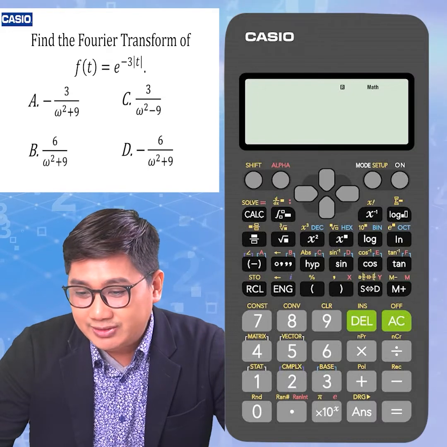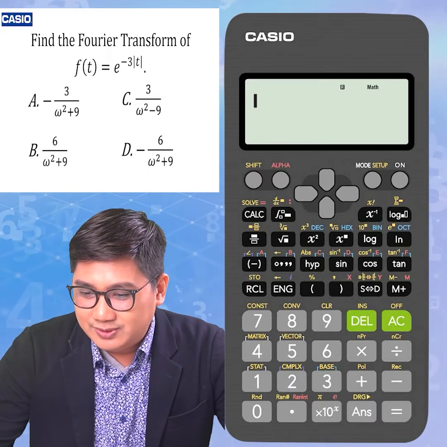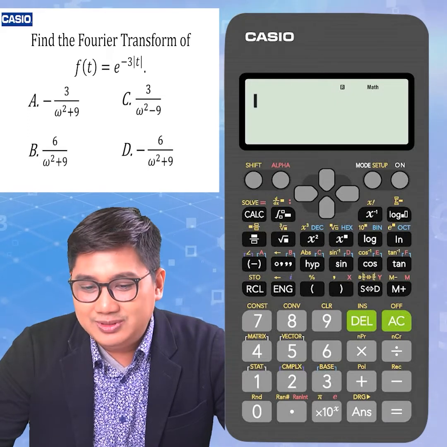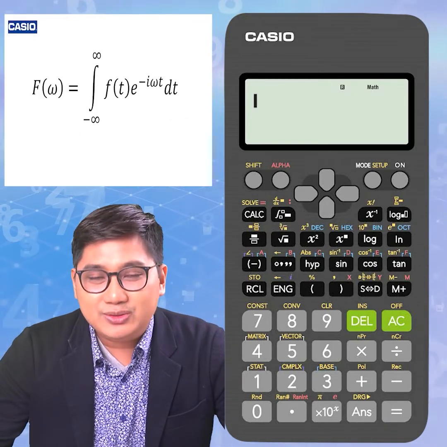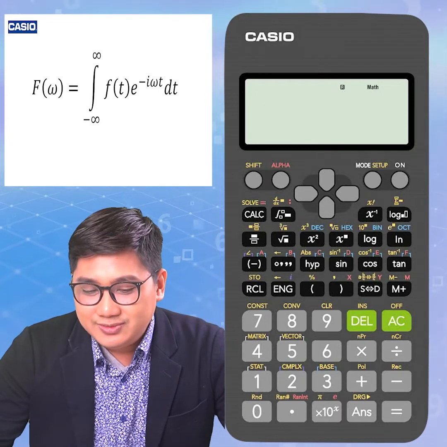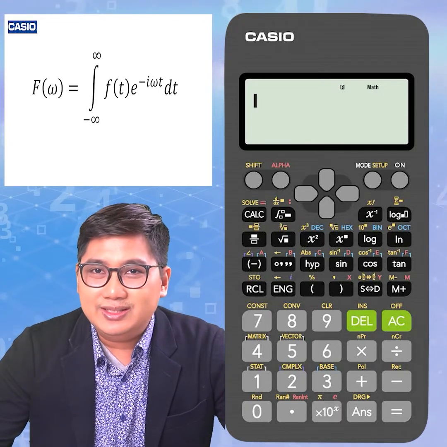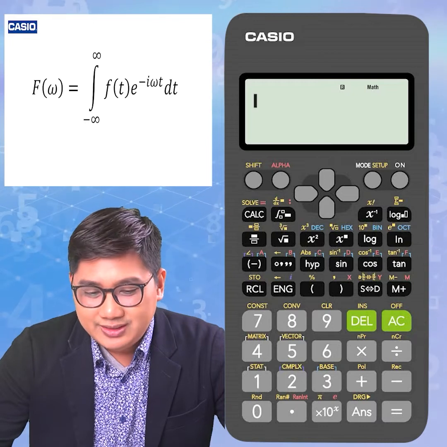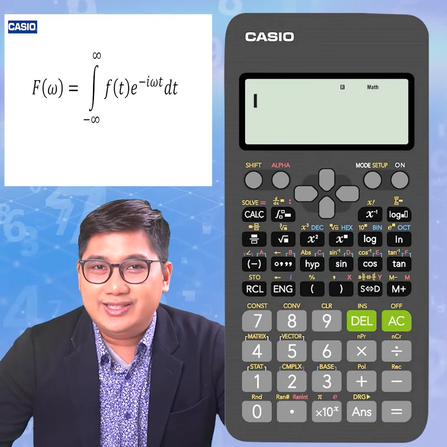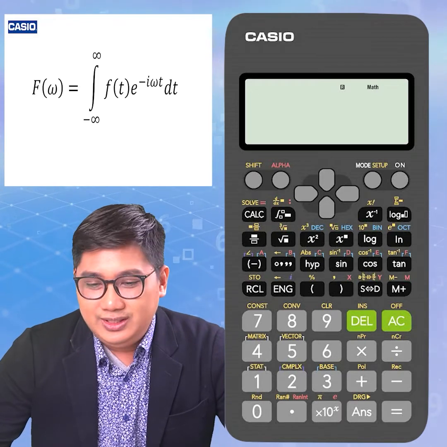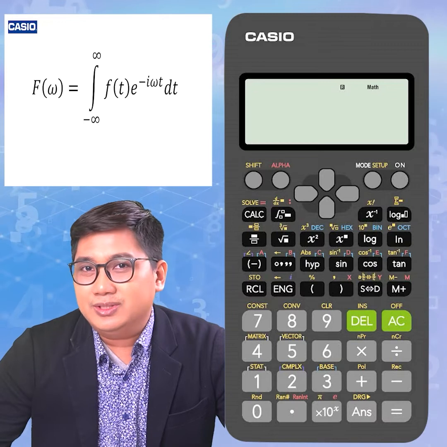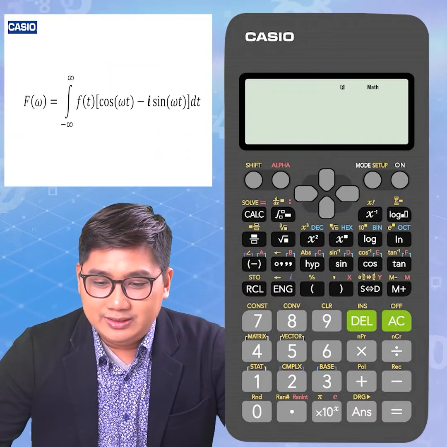If you already know the direct transformation of this given function, the exponential function e to the negative 3t, you can simply solve this easily. But allow me to teach you about this calculator technique. The kernel function e raised to negative i omega t cannot be integrated using the calculator due to the presence of the imaginary number. So to address this, we need the definition of e in terms of complex numbers. Let's take a look at this transformation.